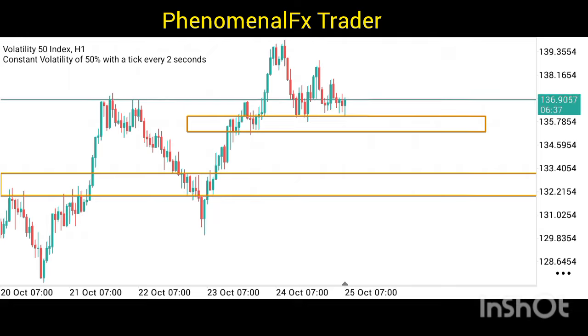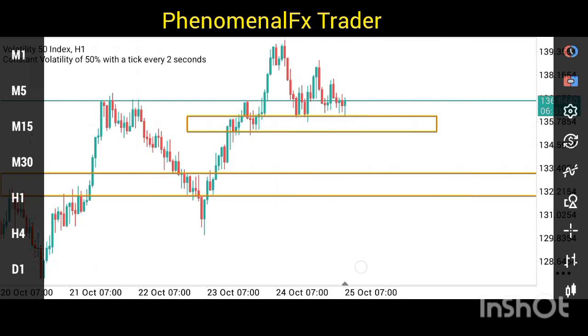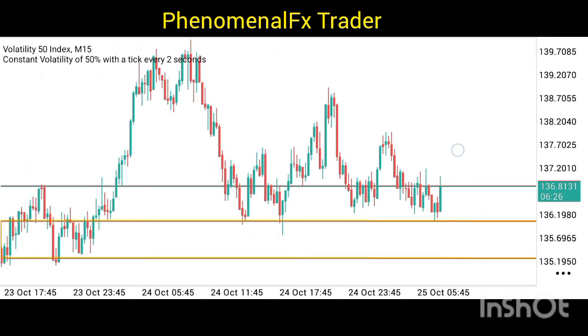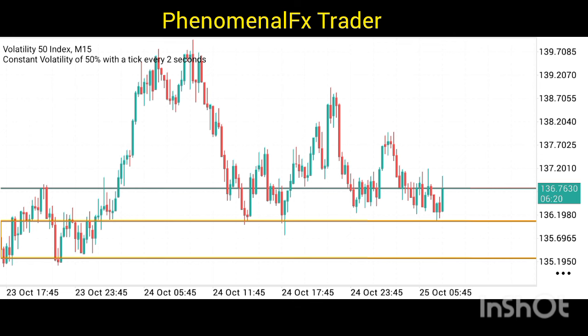What I usually like looking at is change of character. One of those things is change of character on a lower time frame. If we have a change of character on a lower time frame, it makes sense. But here on the 15-minute time frame, if you want to wait for a change of character, the change of character will be, let me try to see.